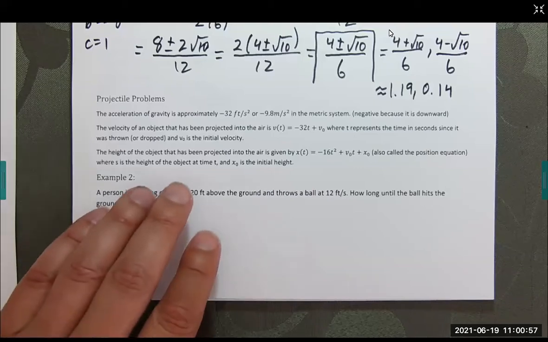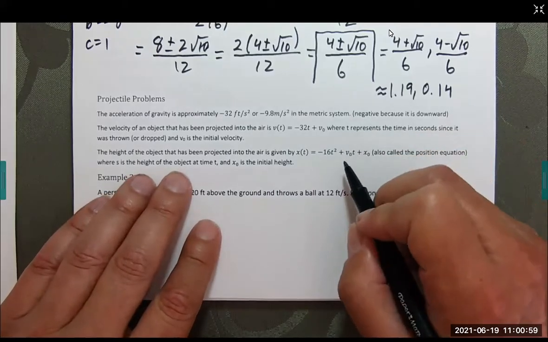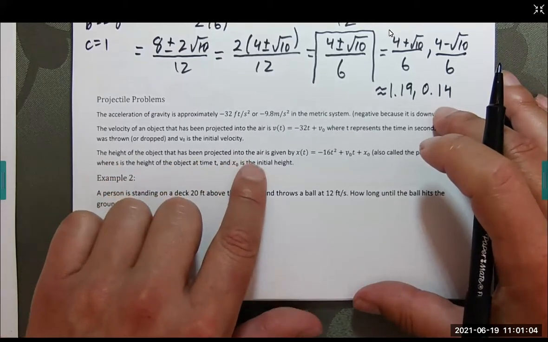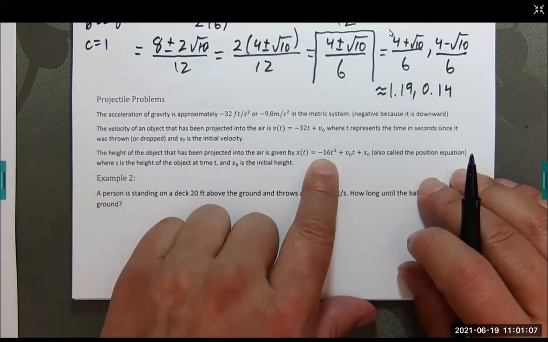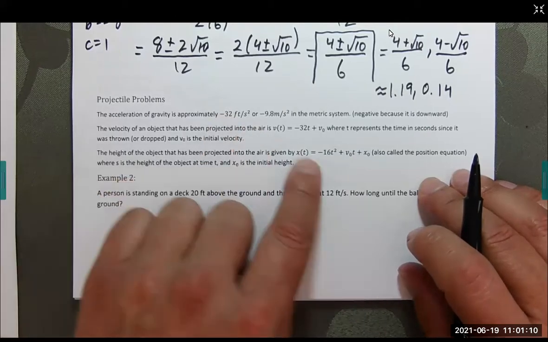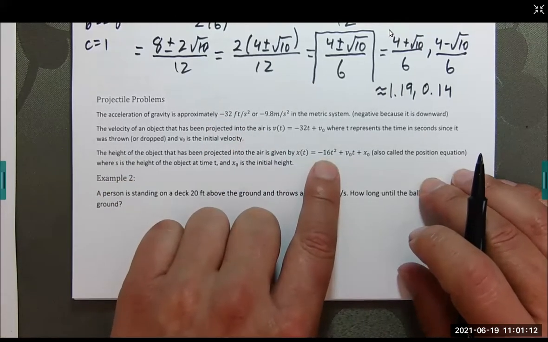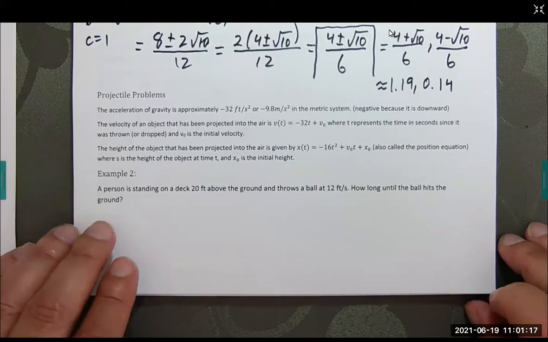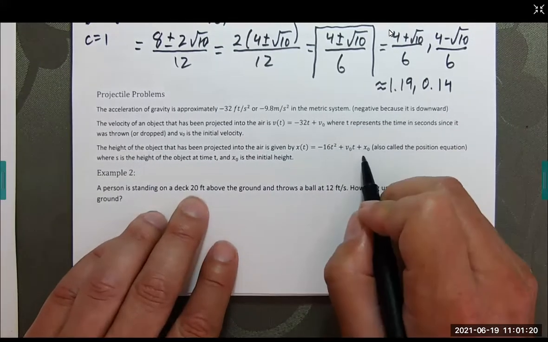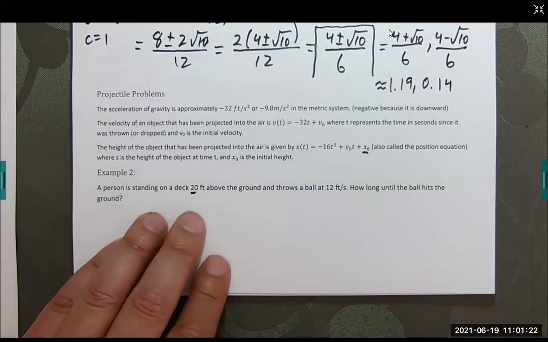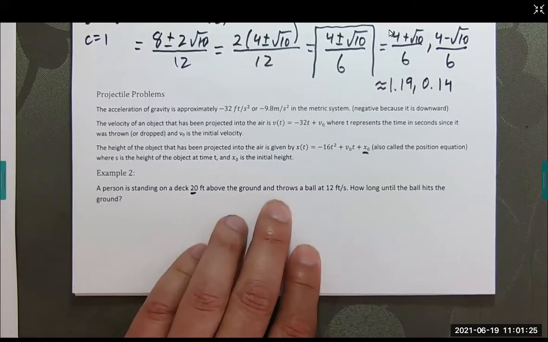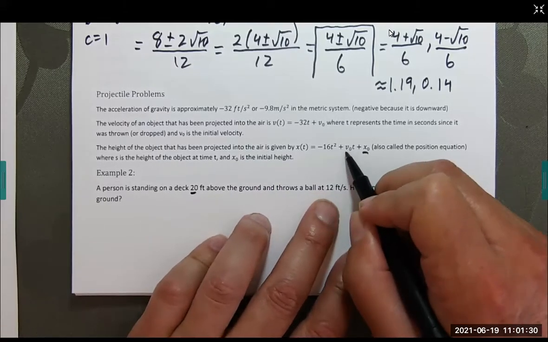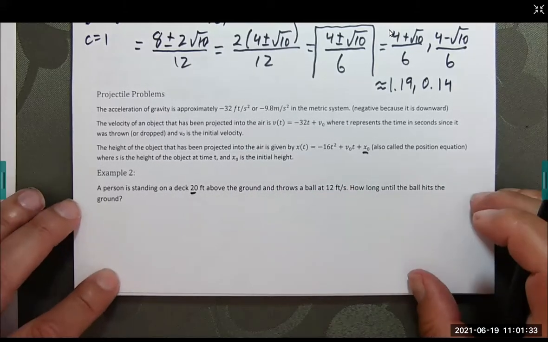And our velocity for this problem, so the height of the object that has been projected into the air is given by this equation here. There's that negative, it's actually half of that is where that negative 16 comes from. And let's move on to the actual question. A person is standing on a deck 20 feet. Now there's the 20 feet. And above the ground, and throws a ball at 12 feet per second. I'm assuming they're throwing it downward, which means that's going to be a negative 12 feet per second. How long until the ball hits the ground?